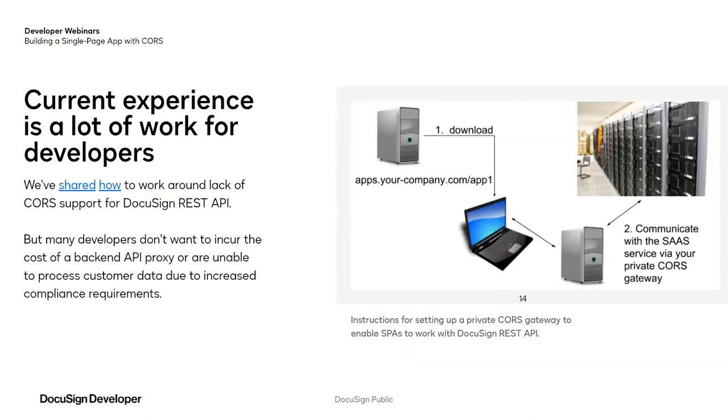In addition to that, the current experience is a lot of work for all of you to set up. What we mean by that is we published multiple blog posts in the past on how to work around the lack of CORS. There's an architecture where you can stand up an API gateway where your client app can proxy through a backend, and that backend can call DocuSign's eSignature REST APIs without the need of CORS.